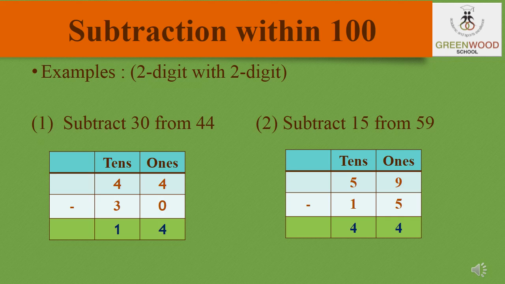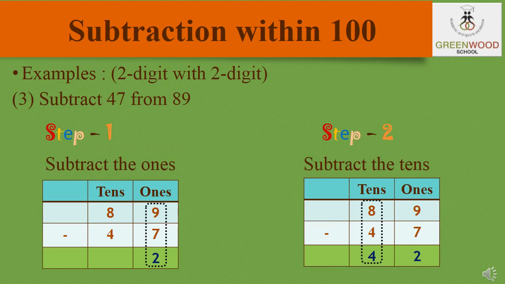Now subtract the tens. 5 minus 1. Take out 5 fingers, out of which fold 1. So how many fingers are remaining? 1, 2, 3, 4. So 5 minus 1 is 4. That is 59 minus 15 is 44. Another example, a 2-digit with a 2-digit number.